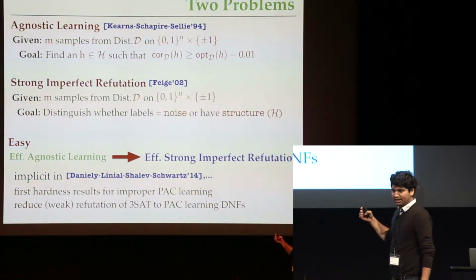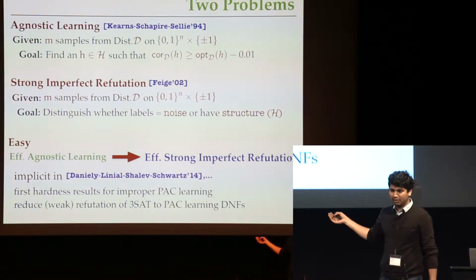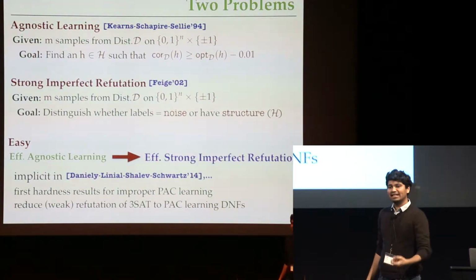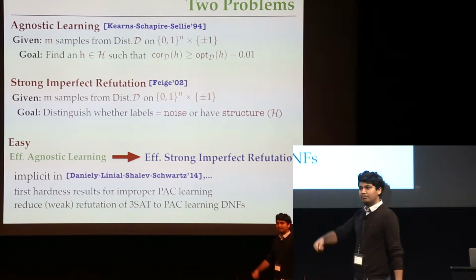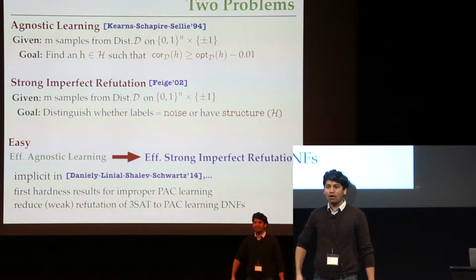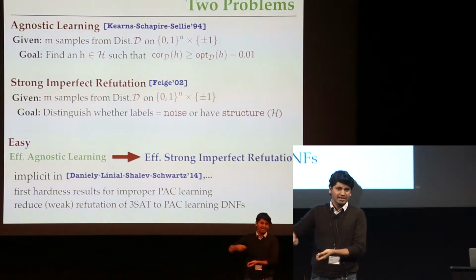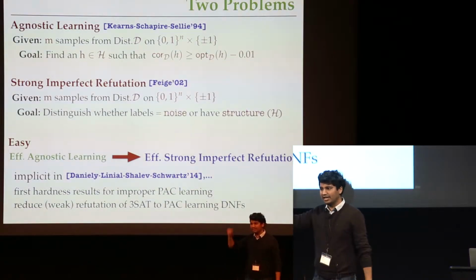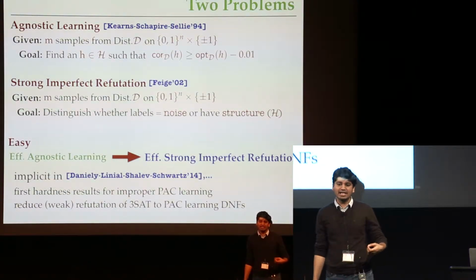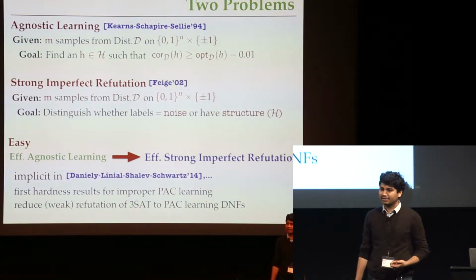Clearly, learning seems to be enough to solve the refutation problem. If I can find a function from my class that predicts the right-hand sides, then that already certifies that the right-hand sides cannot be random, right? Like they cannot be IID, random, etc. So I can definitely use a learning algorithm to perform the refutation task.